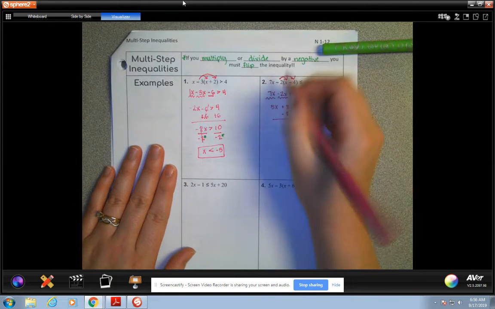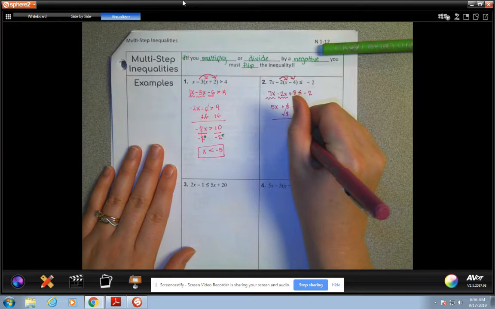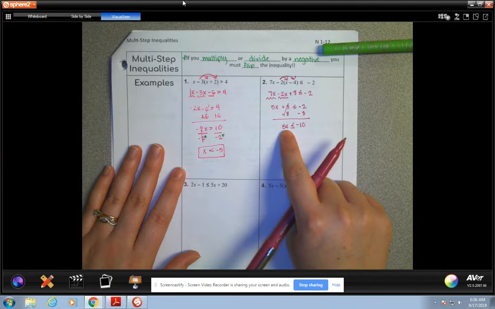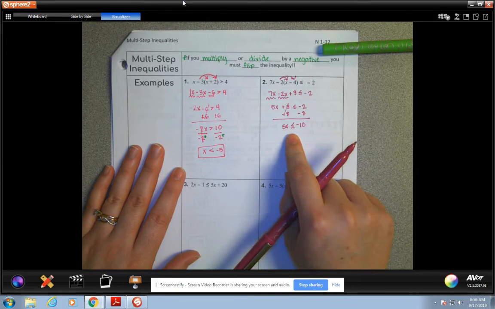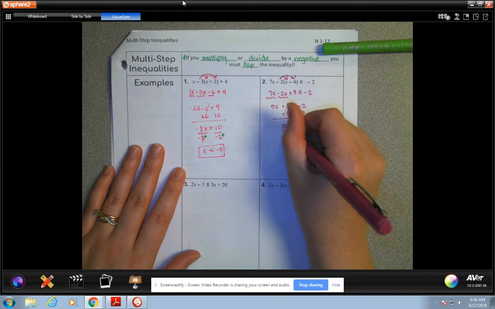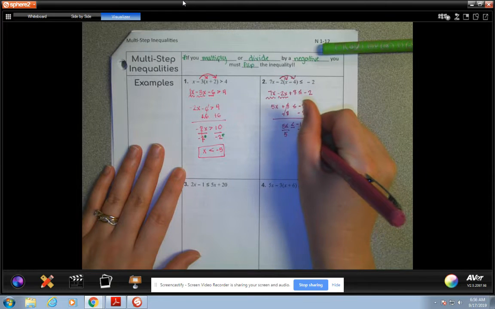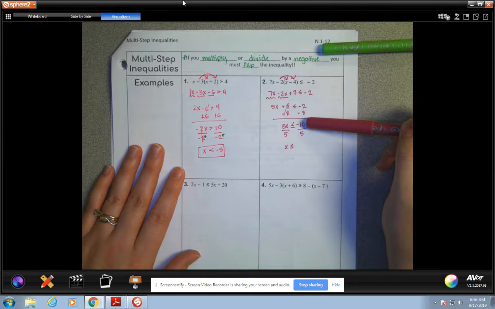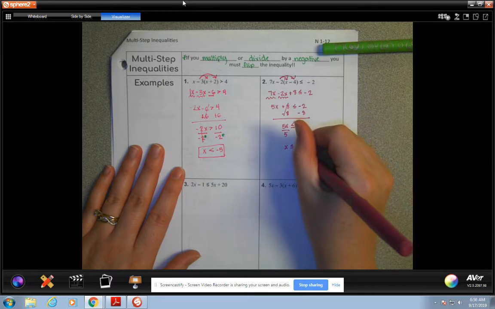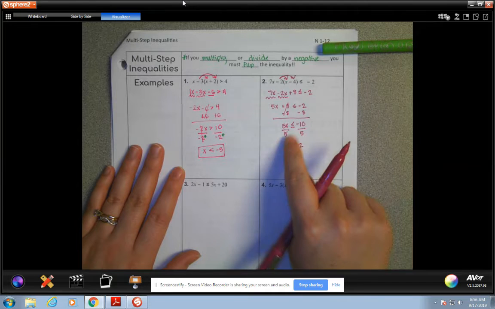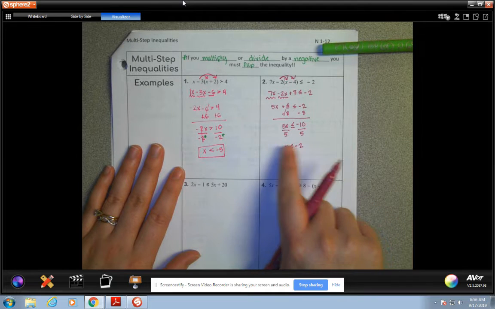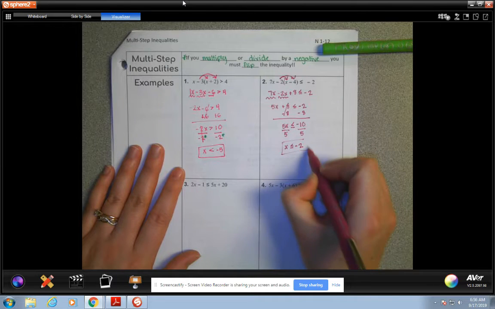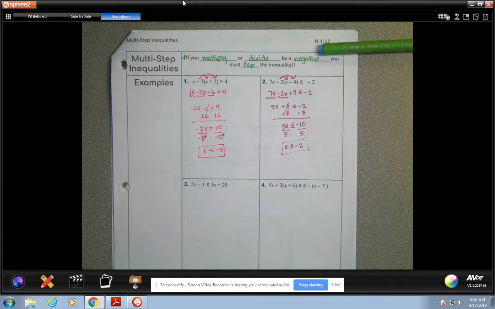Okay, those 8's cancel out, and I'm bringing down less than or equal to, and I'm going to bring down my 5x. Now we want to get rid of the number in front of the x, which is 5 times x, so we have to do the opposite of multiply, which would be to divide. We're going to divide by 5, and you're going to get x is greater than or equal to negative 10 divided by 5 is going to give you a negative 2. Notice how I did not flip that inequality symbol because I divided by a positive number, not by a negative number.